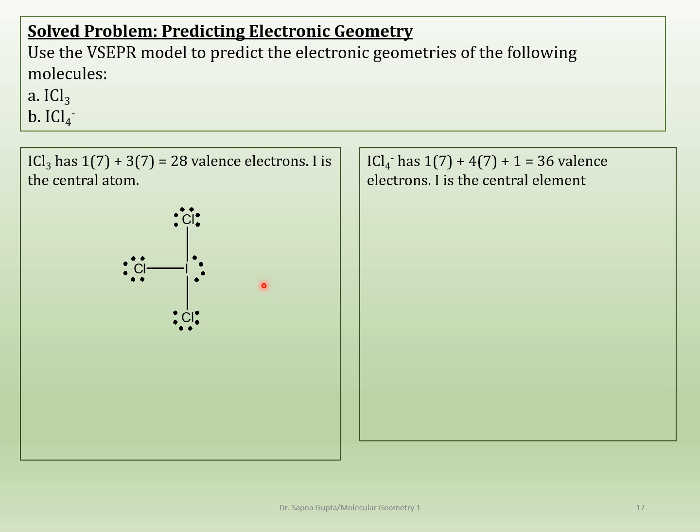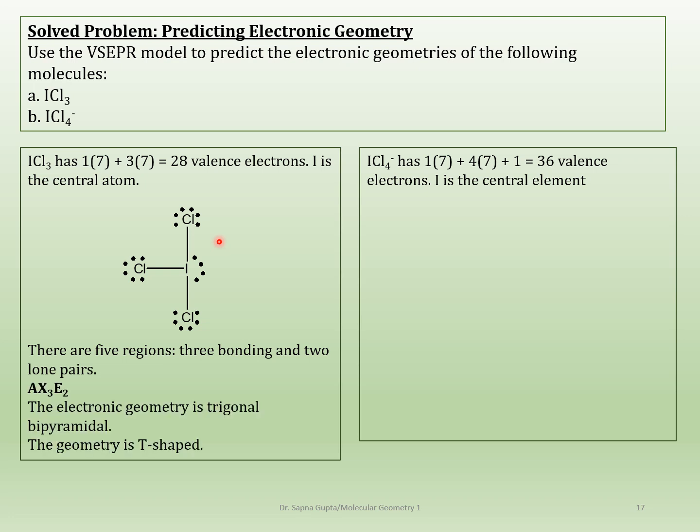We don't have to worry about drawing double bonds or anything like that because everything is paired up, right? All the electrons seem to be paired up. If there was any single electron, then I would say, okay, let's look again. But everything is paired up, so all is good. So there are 5 electron groups, 3 bonding and 2 lone pairs, which means it is AX3E2. The electronic geometry is trigonal bipyramidal, and the shape is T-shaped.